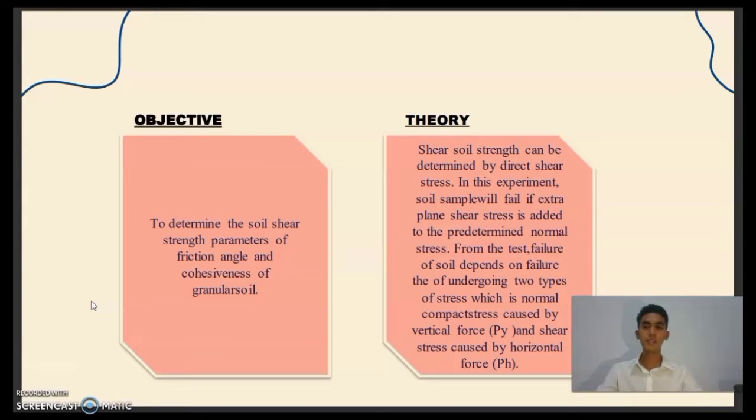Today I would like to present about the objective. The objective is to determine the soil shear strength parameters of friction angle and cohesiveness of granular soil. Theory: soil shear strength can be determined by the direct shear test. In this experiment, the soil sample will fail if extra plane shear stress is added to the predetermined normal stress. From the test, failure of soil depends on two types of stress, which are normal compressive stress caused by vertical force and shear stress caused by horizontal force.